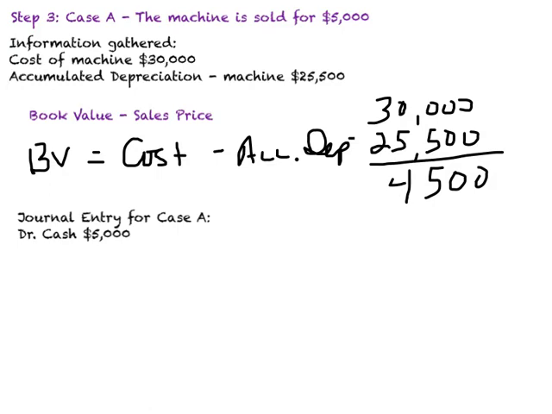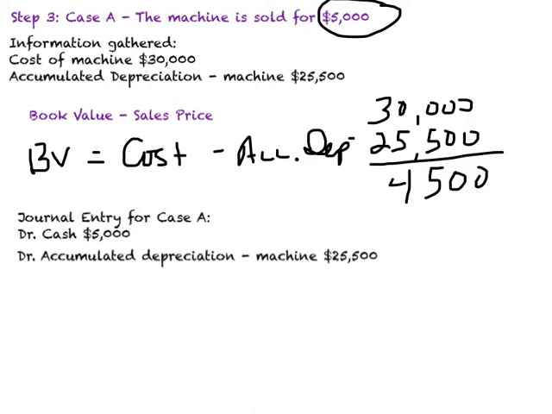The first thing I'm going to start with in a journal entry is, what am I getting? Well, I am getting $5,000 in cash. So I'm going to write that down. What's the next thing I need to do? Well, I need to remove the machine and its accompanying accumulated depreciation account off the books. Accumulated depreciation has a normal credit balance. Therefore, to remove it off the books, I'm going to debit accumulated depreciation for the machine for its balance of $25,500.